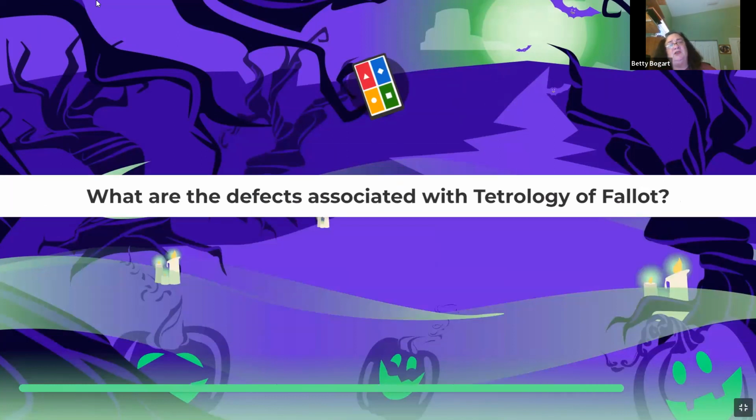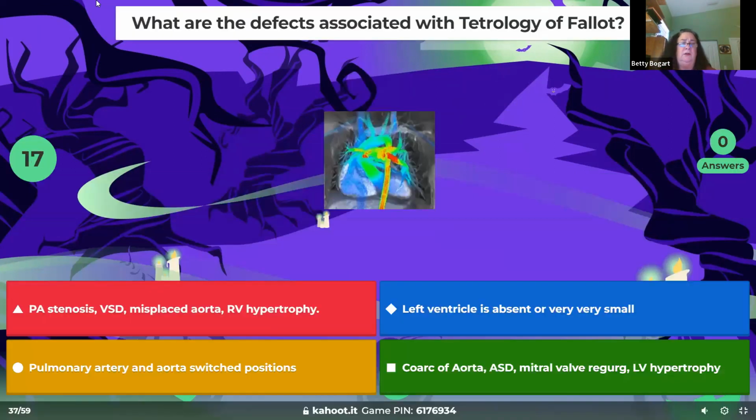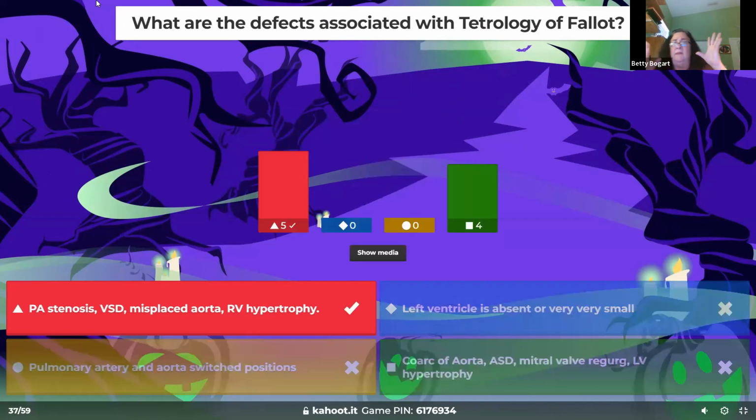What are the defects associated with tetralogy of Fallot? Remember, again, it's all right-sided. The pulmonary artery, that's number one. We know that's where the blood can't go to the lungs. The hole between the chambers, that aorta pulls over. And the ventricle on the right side gets a little bit swollen or hypertrophic because when that's covered, it stretches it like a balloon.